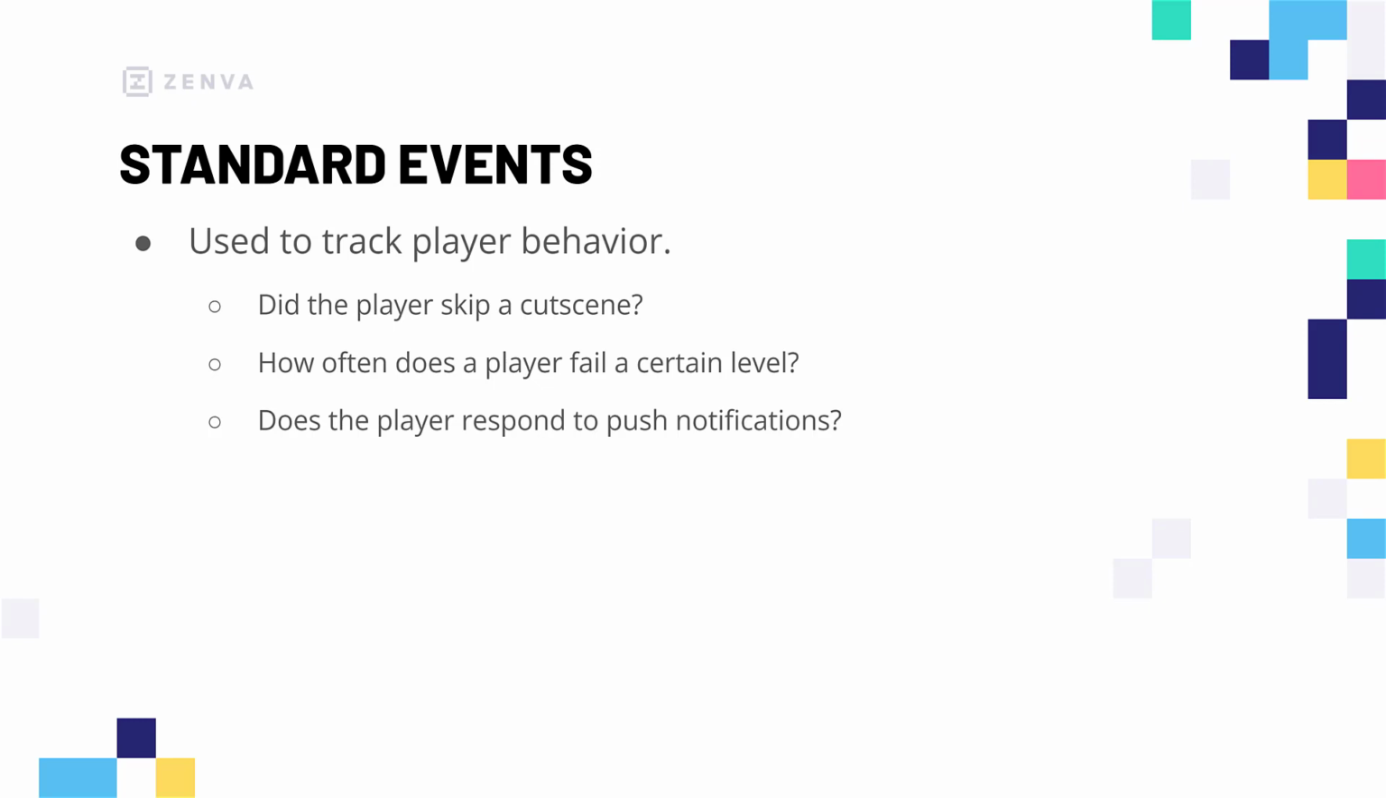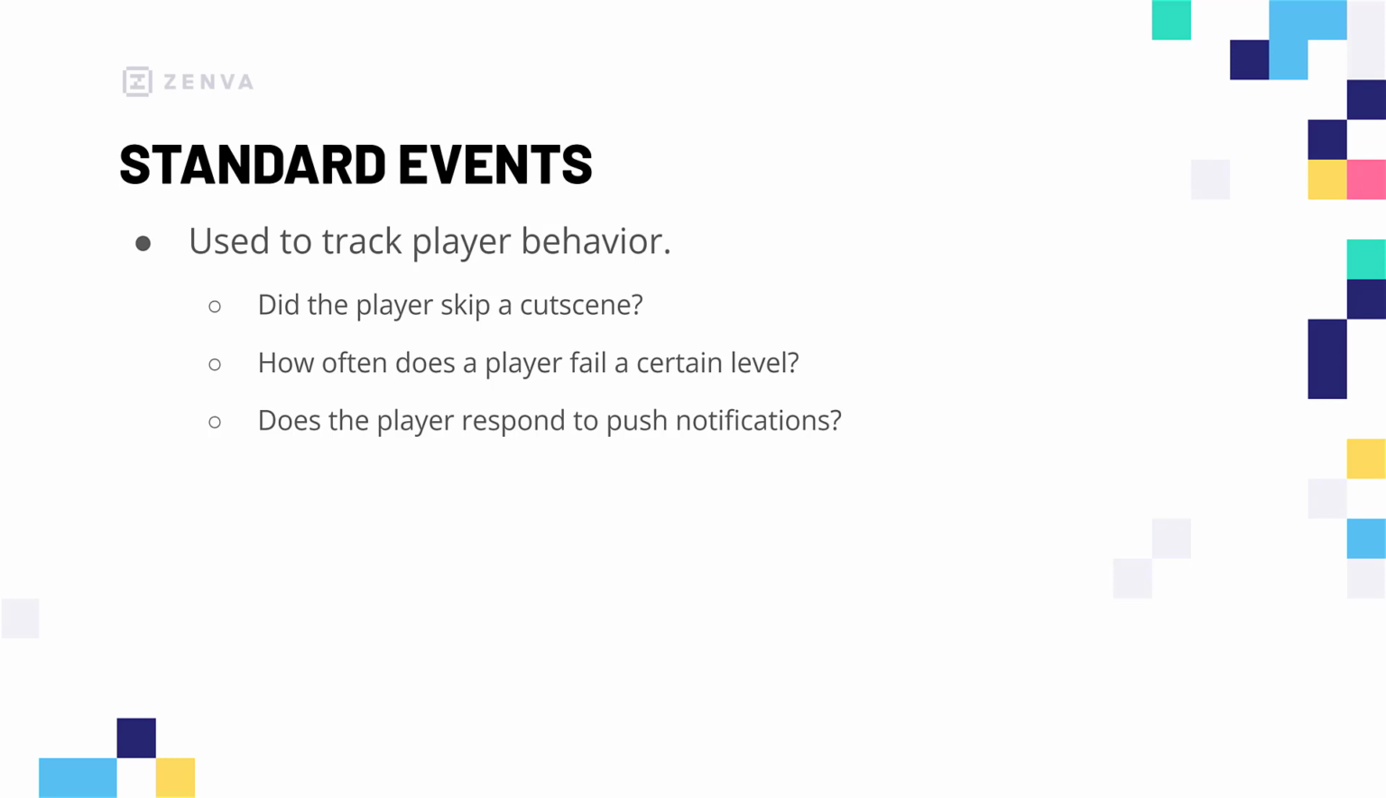Now we can get into standard events, and these are used to track players' behavior in game. This can track stuff such as, did the player skip a cutscene? How often does a player fail at a certain level? This can also be applied to how often they win and progression, as well as if the player is responding to push notifications and other messages that they may be sent. Do they even have push notifications enabled? This is how you can track this sort of stuff through the standard events.